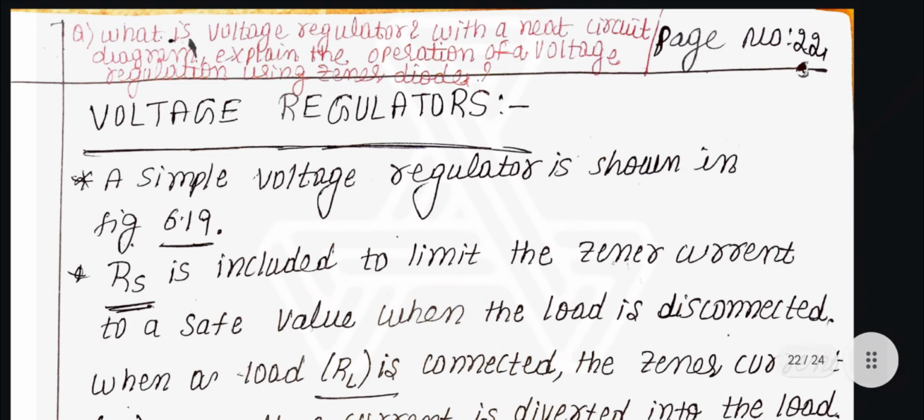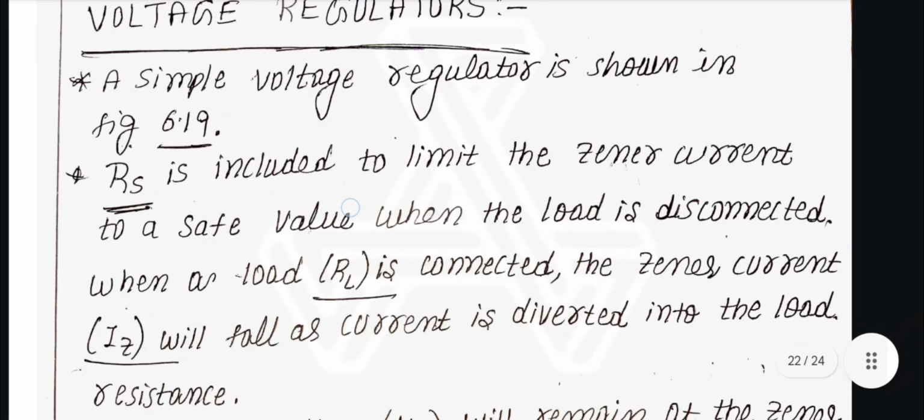What is a voltage regulator? Explain the operation of voltage regulation using Zener diodes. Voltage regulators. A simple voltage regulator is shown in figure 6.19. RS is included to limit the Zener current to a safe value when the load is disconnected.